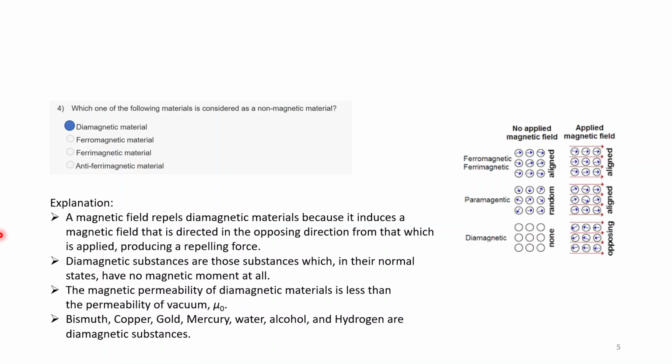So a magnetic field repels diamagnetic materials because it induces a magnetic field that is directed in the opposing direction from that which is applied, producing a repelling force. And diamagnetic substances are those substances which in their normal states have no magnetic moment at all, and the magnetic permeability of diamagnetic materials is less than the permeability of vacuum. Examples will be bismuth, copper, gold, mercury, water, alcohol and hydrogen.